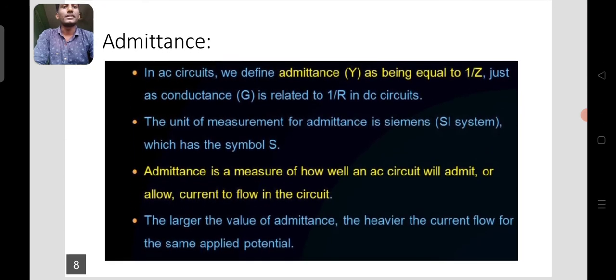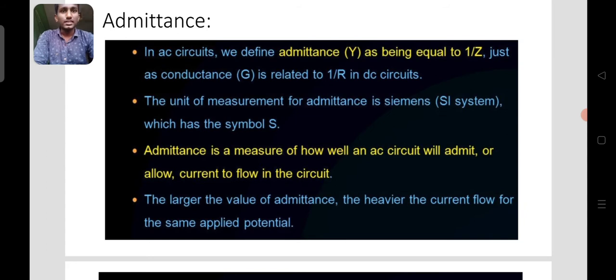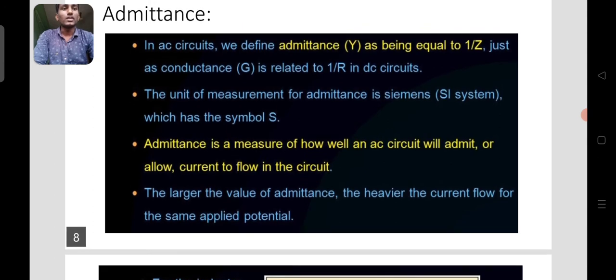Having completed impedance, coming to admittance, in AC circuits we define admittance, denoted by Y, as being equal to the reciprocal of impedance, just as conductance is related to 1 by R in DC circuits. The unit of measurement of admittance is the Siemens, the SI unit which has the symbol S. Admittance is a measure of how well an AC circuit will admit or allow current to flow in the circuit, and the larger the value of admittance, the heavier the current flow for the same applied potential.